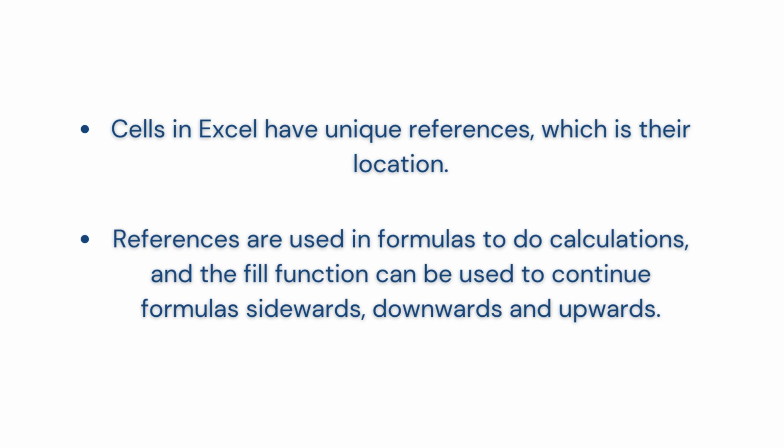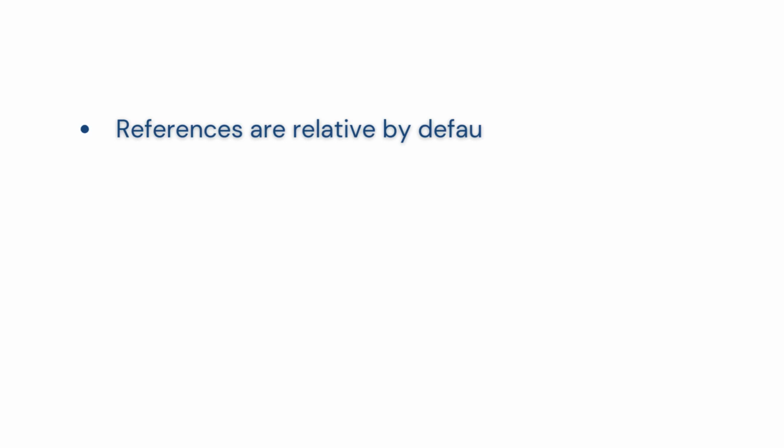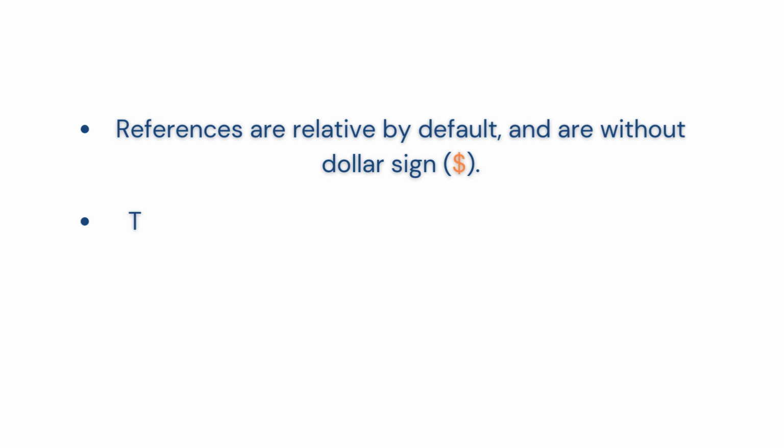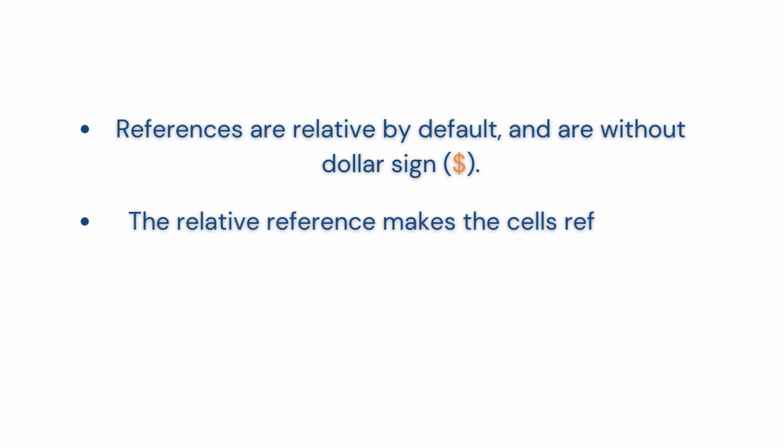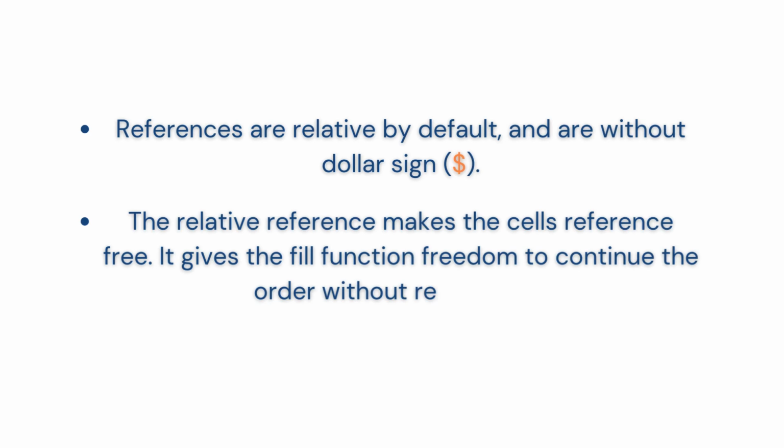Excel has two types of references, that is relative references and absolute references. First we have relative reference. The relative references are relative by default and are without the $ sign. The relative reference makes the cell references free. It gives the fill function freedom to continue the order without any restrictions.